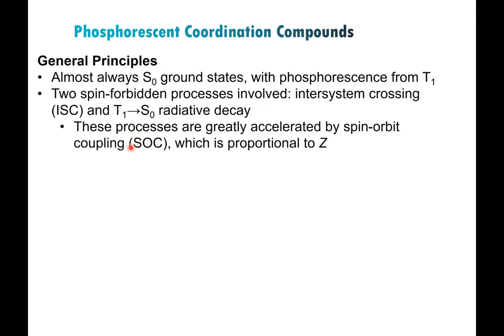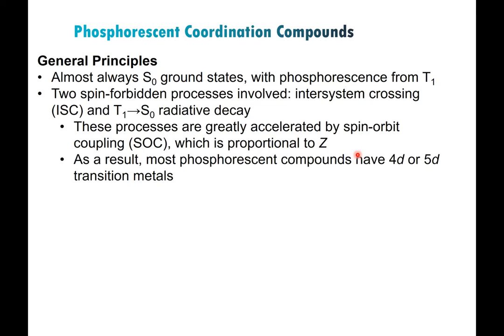We talked about spin orbit coupling from a symmetry standpoint there. But from the standpoint of luminescence, why it's important is that it accelerates those spin-forbidden processes, because the spin orbit coupling is proportional, I think it's not just Z, but it has some direct dependence on Z, which is the atomic number of the metal nucleus that's involved. So because of this, most phosphorescent compounds have 4d or 5d transition metals.